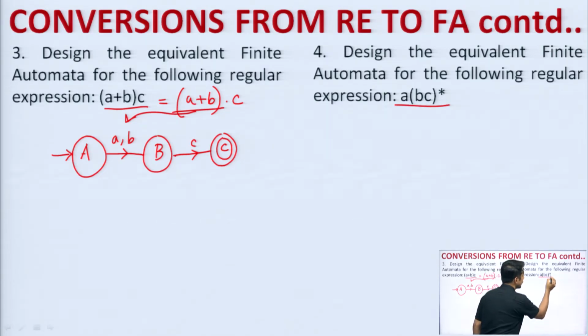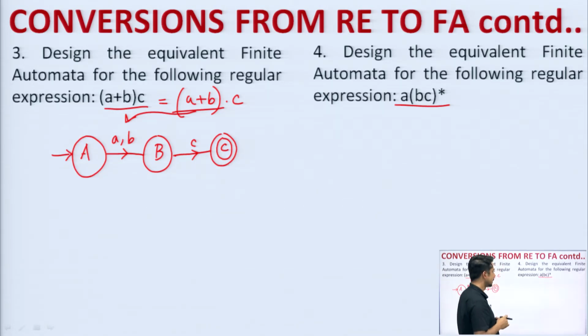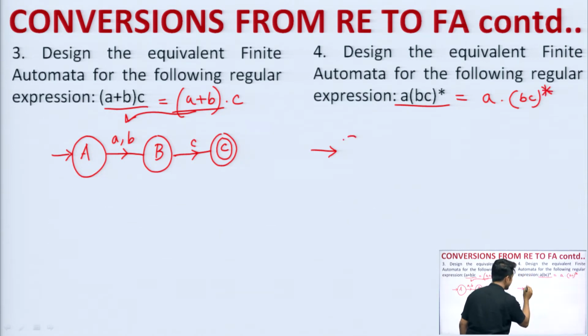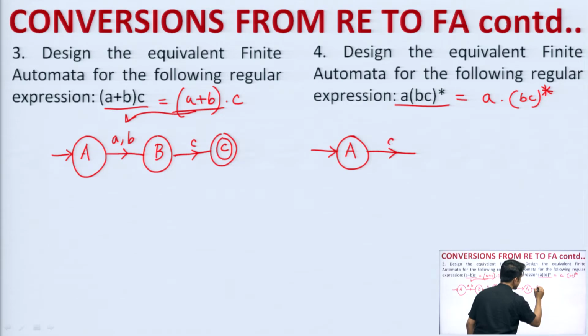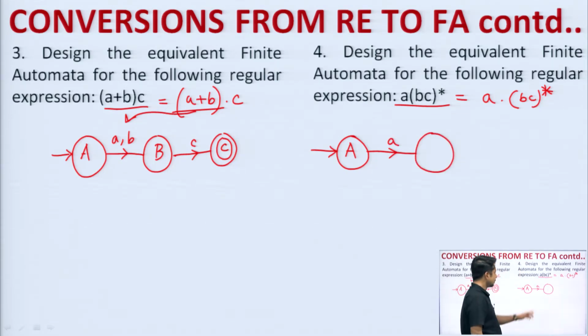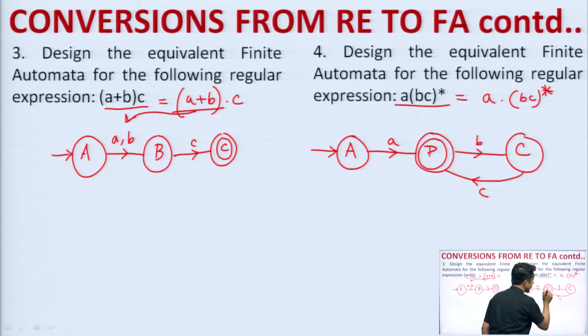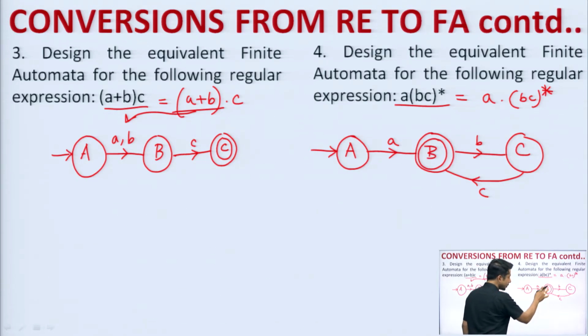Question number 4 says that A(BC)*, how to design this? See, (BC) to the power Kleene closure. So, first this is nothing but A dot (BC)*. So, I will write like this, state A, single A. Now, tell me BC. So, I will take one more state, say suppose C, this will be transition as B, and I will revert back to here as C. Therefore, this state will become the final state. Now, see A dot (BC)*. So, this is the final diagram for this particular question.